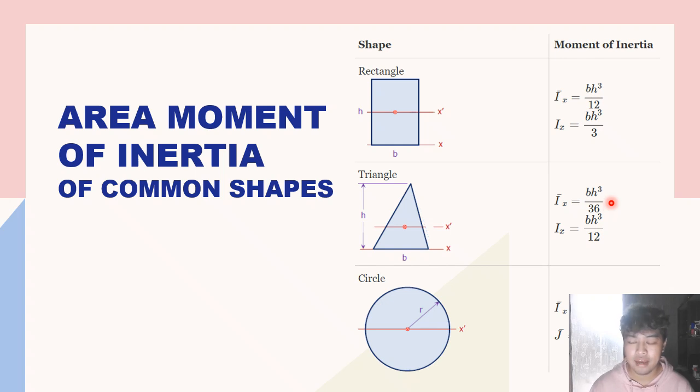And then if we use the reference axis at the bottom of the triangle, at the base, then our formula is going to be bh cubed over 12.